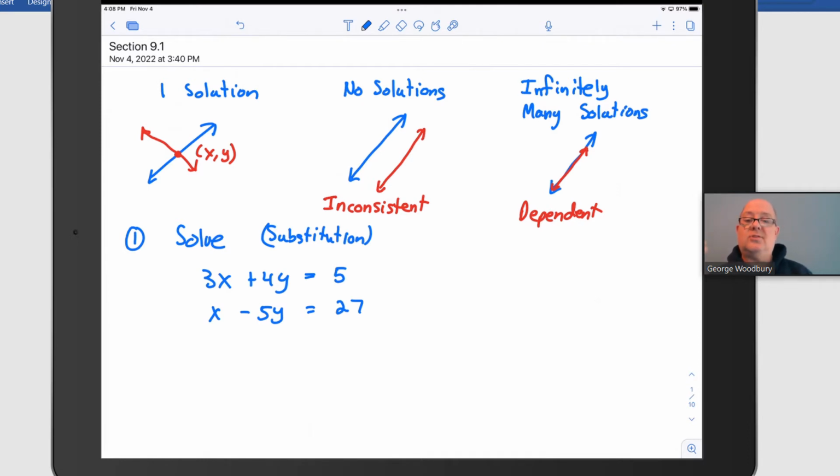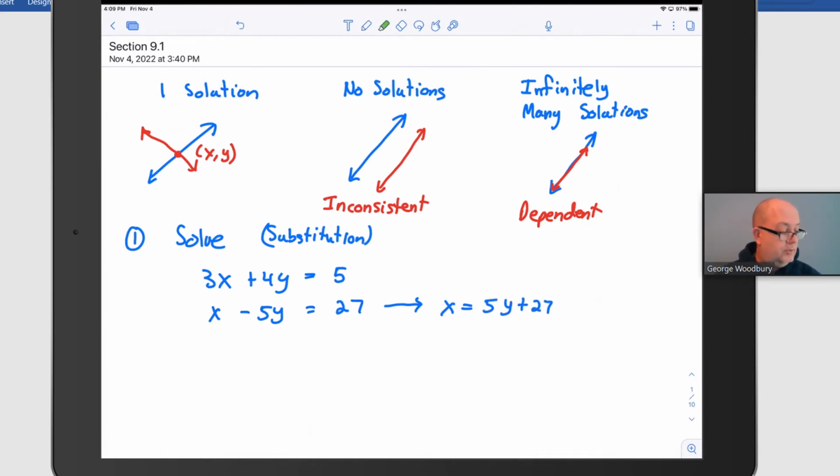So when I look at this system of equations, 3x plus 4y equals 5, x minus 5y equals 27, I can see that I have a plain variable of x, and that's going to be easy to isolate by itself. I can do that by adding 5y to the other side of the equation, so that second equation becomes equivalent to x equals 5y plus 27.